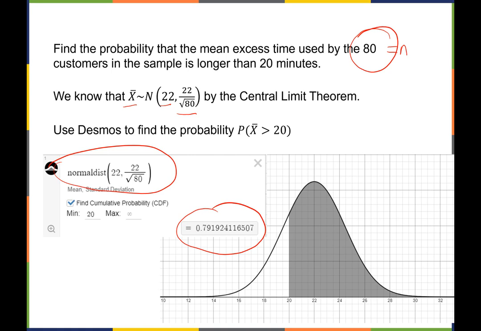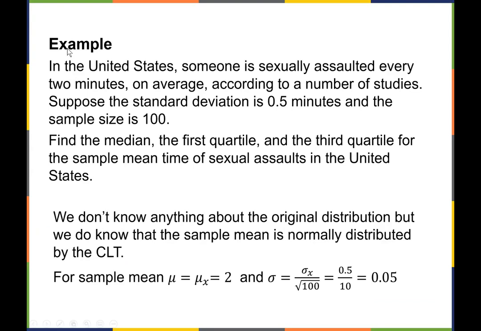So you don't need to really know that much about the original distribution to be able to use the central limit theorem. In fact, you don't even need to know what the original distribution is if you're only interested in using the central limit theorem to find out things about the mean or about the sum. All right, let's do one more example on the central limit theorem.